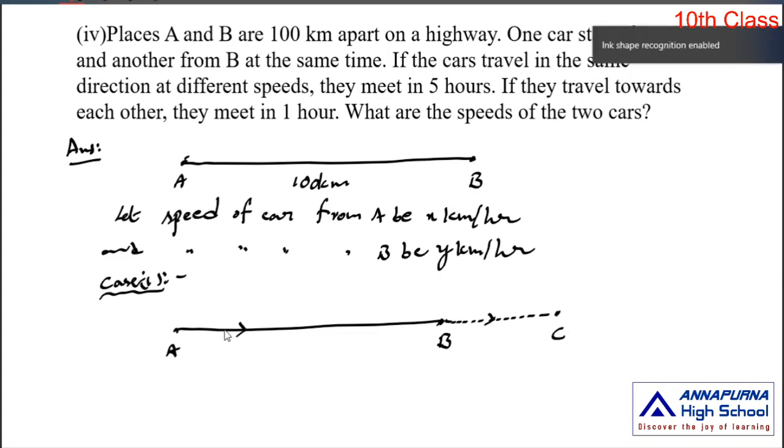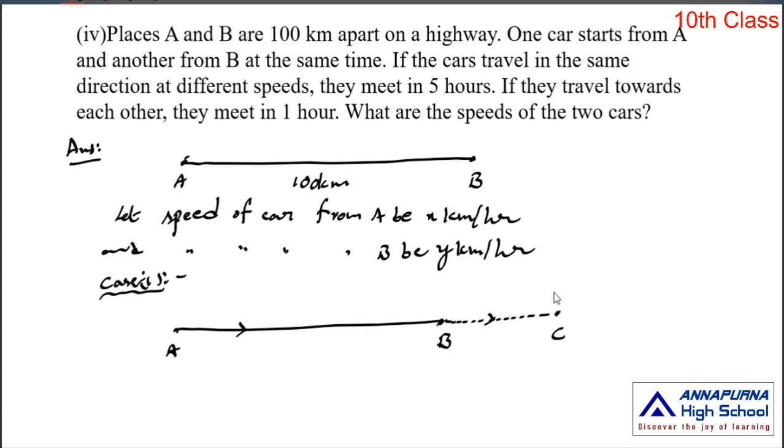Means the traveling time for the first car, that means the first car starts from A, so to reach the point C, the traveling time of the first car is 5 hours.